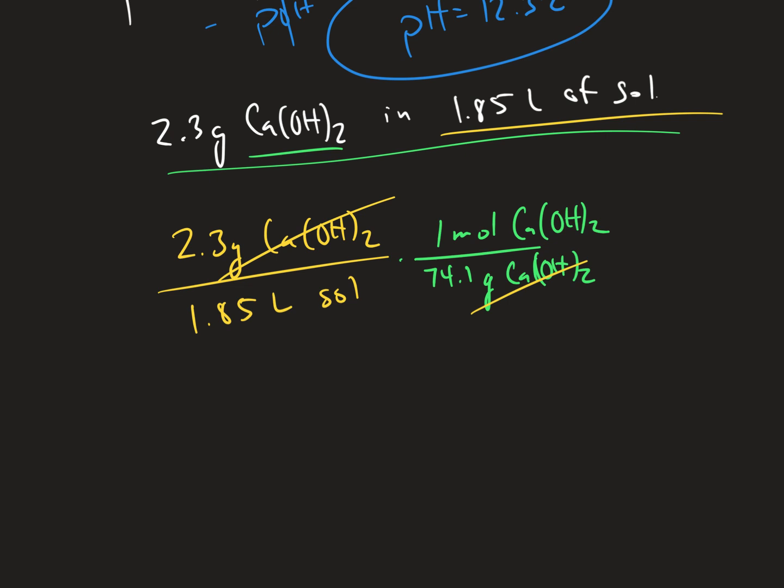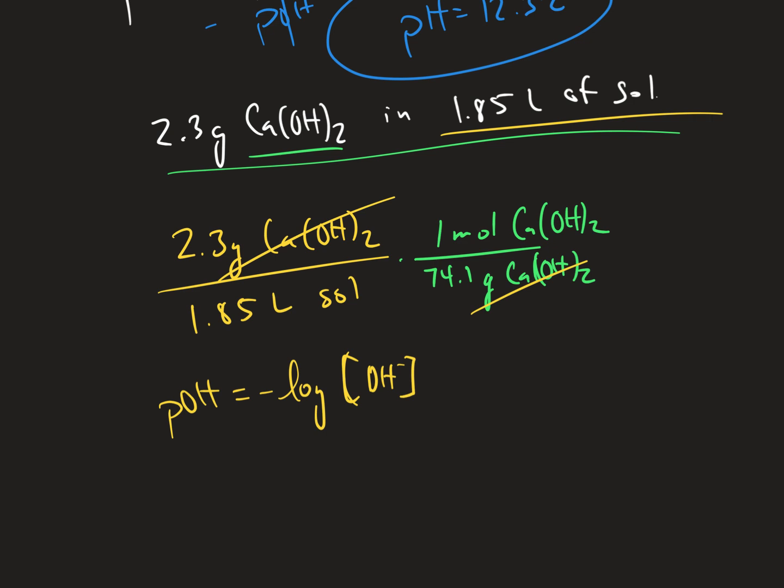Following? Now we have moles per liter. Now what do we do? We have the concentration of calcium hydroxide, but in the end we want pOH equal to negative log of hydroxide ion concentration. So we've got to find out the concentration of OH. How do we do that?